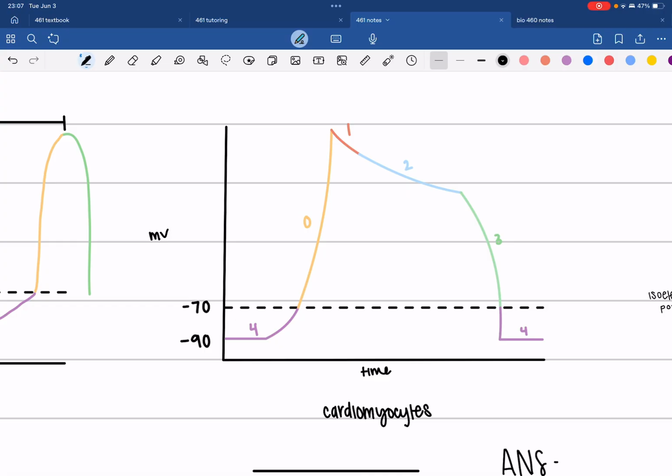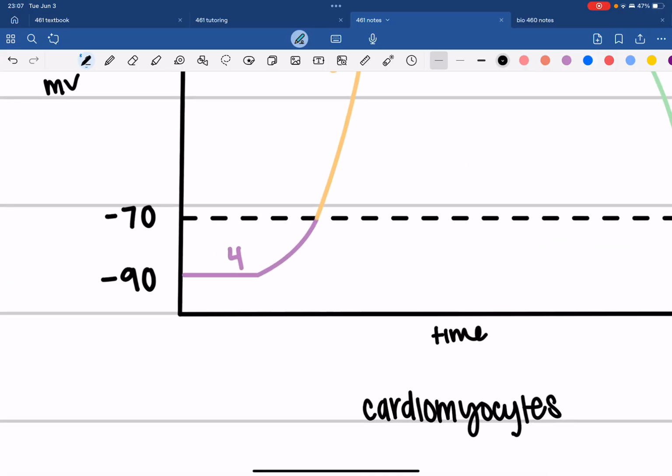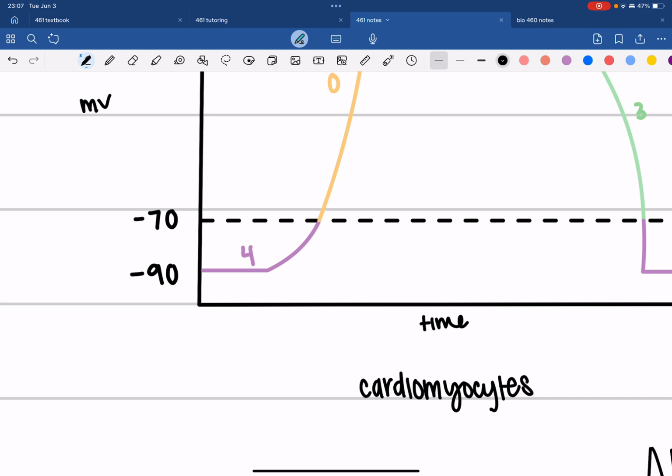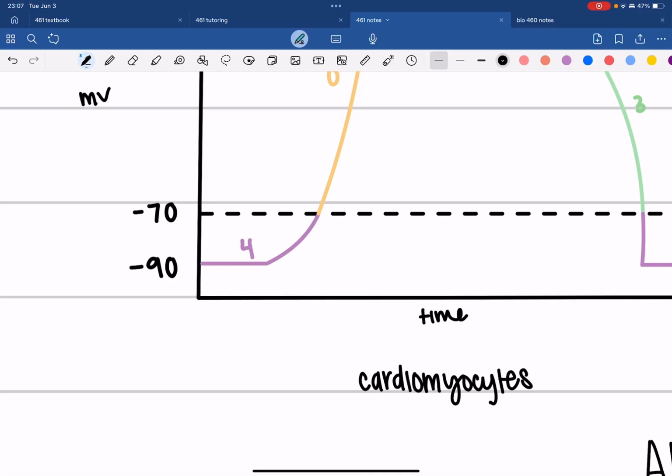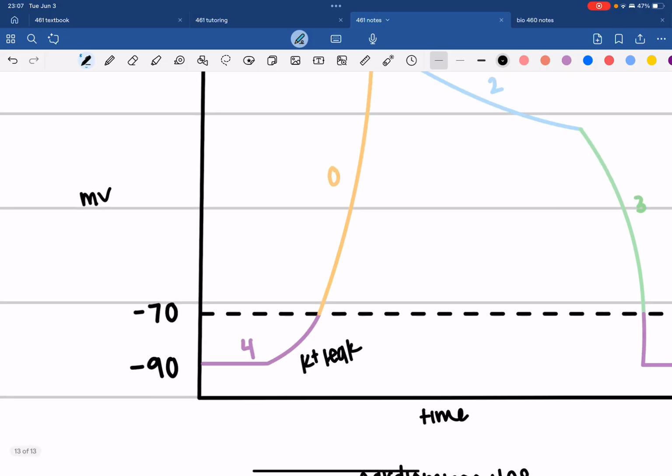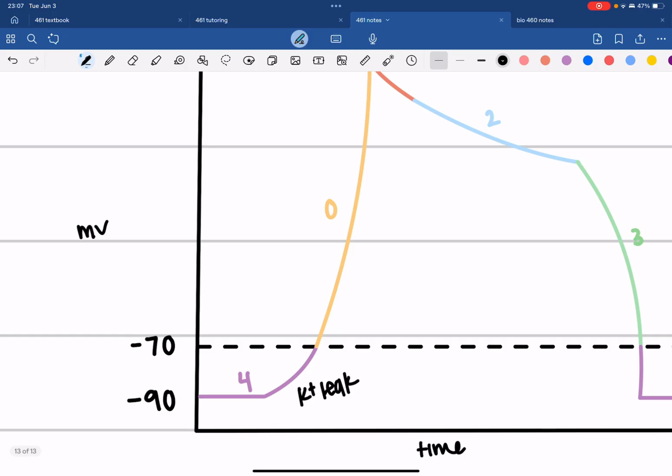But we're using very similar ions. So if we dive into phase 4, we're just using the same kind of channels that we were using before. We're just using potassium leak channels. So potassium is what is permeable here. Then during phase 0, we're going to be using the exact same ion that we used before with our voltage-gated sodium channels. That's going to cause our depolarization there.